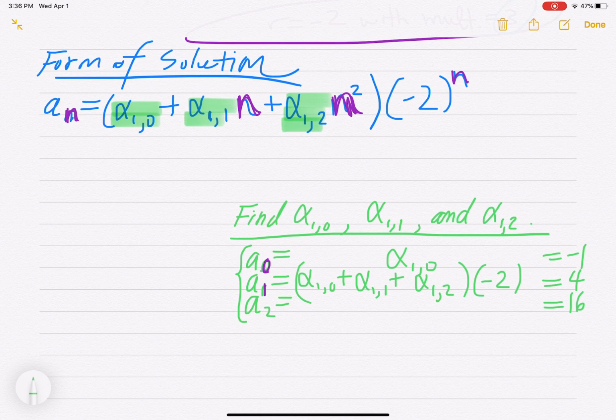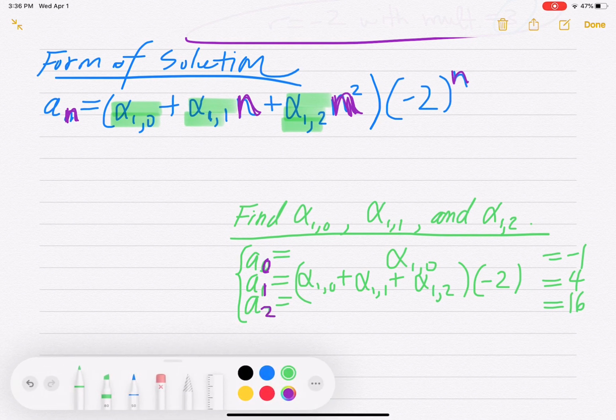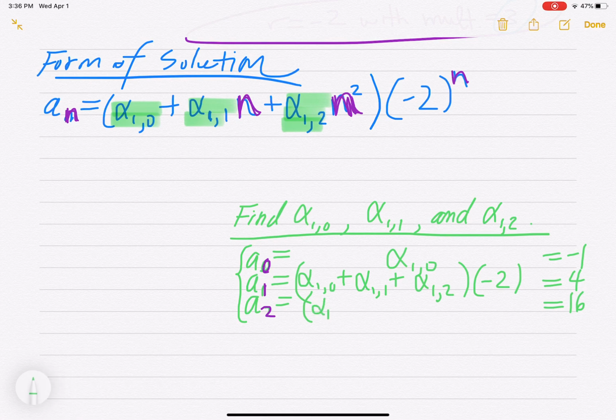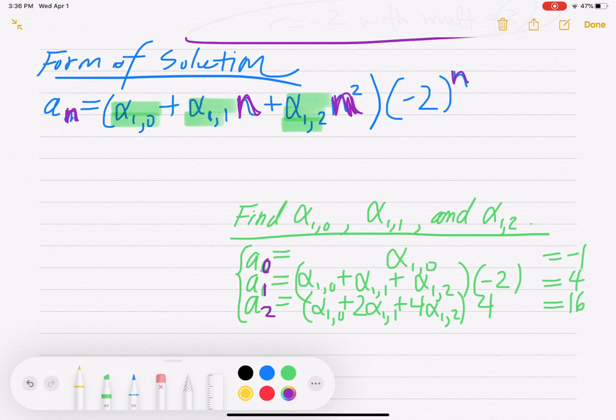All right, then I have to apply the last initial condition. I'm going to plug a 2 in for the n's. When I do that, I'm going to have alpha 1,0 plus 2 alpha 1,1, plus 2 squared, which is 4, so 4 alpha 1,2. And then -2 squared gives me 4 there. All right, so I got one of the coefficients done.